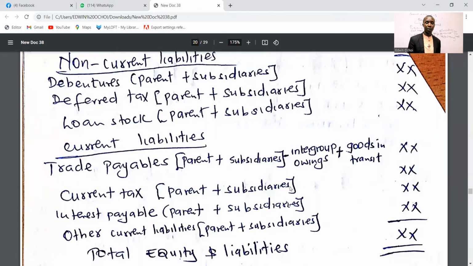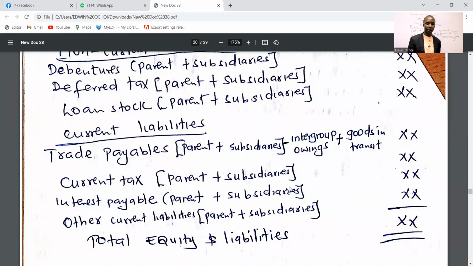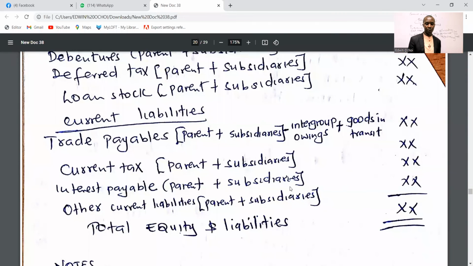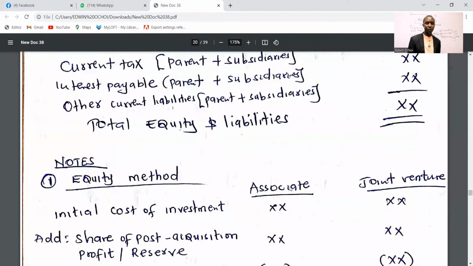For the current liabilities, like trade payables, I have already said that after taking the parent plus subsidiary, that intergroup owings, which is deducted under receivables, is again deducted here. That goods in transit added under inventory is again added here. For current tax, interest payable, and other liabilities, you take the parent plus subsidiaries.